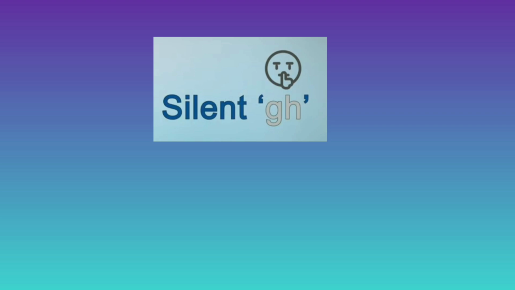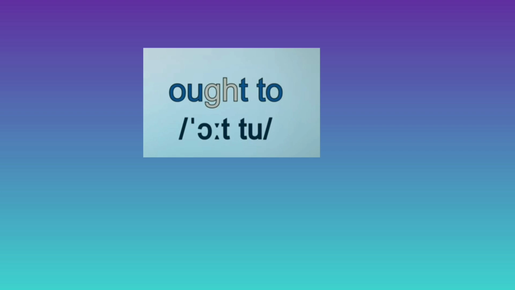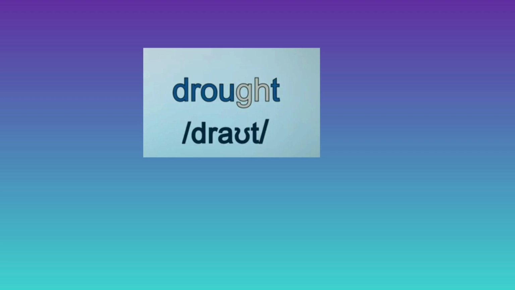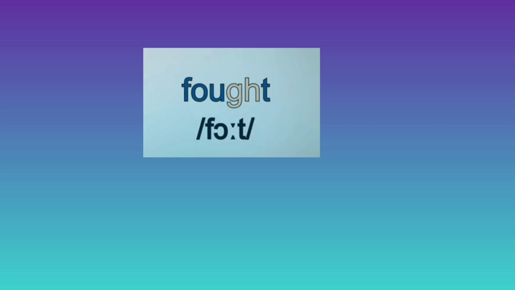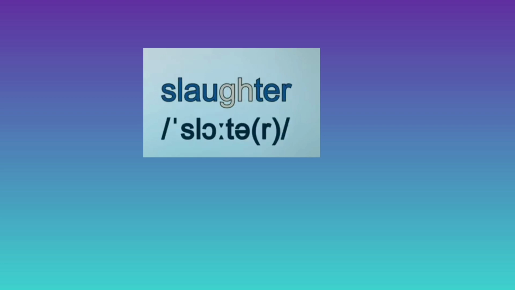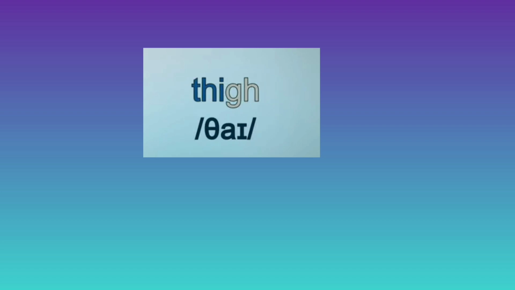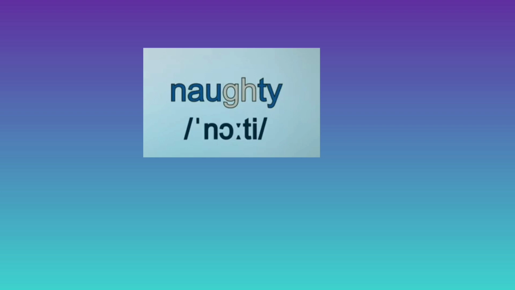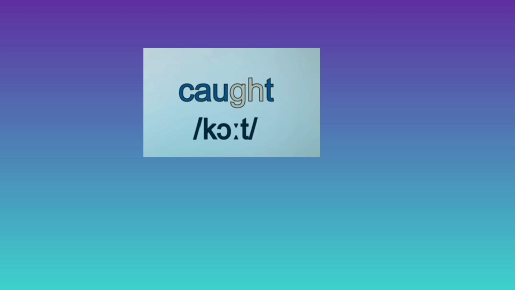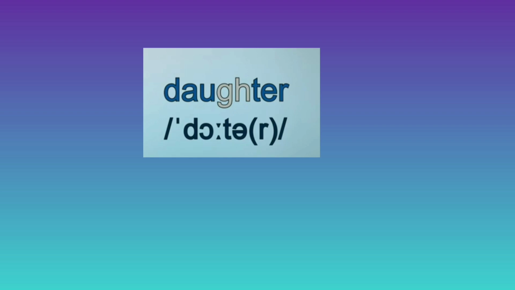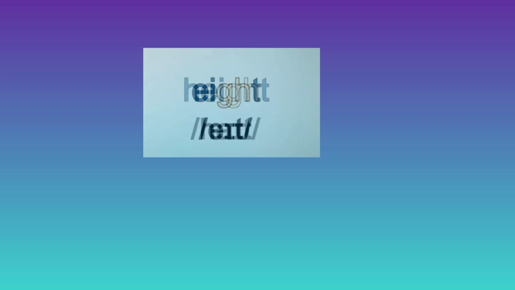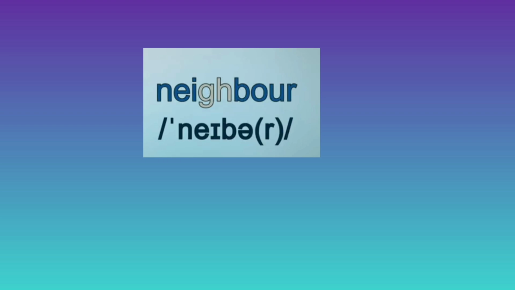And now let us have a look at the words that contain the silent GH. It's a big list. Now listen and repeat after me. Ought to, drought, fought, slaughter, straight, sleigh, thigh, naughty, caught, daughter, eight, height, weight, neighbor.